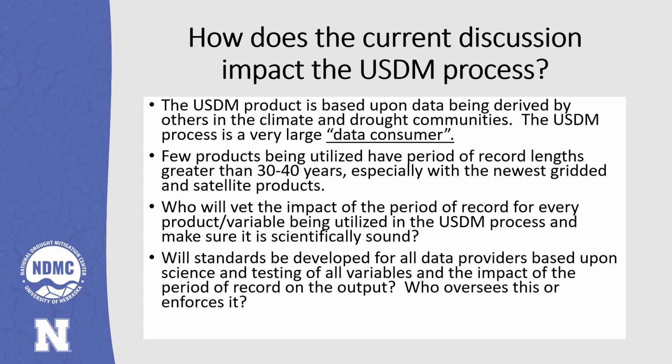Products being utilized have periods of record lengths greater than 30 or 40 years, especially with the newest gridded and satellite products that we have started utilizing over the last decade. The question is who will vet the impact of the period of record for every product and variable being utilized in the U.S. Drought Monitor process and make sure it is scientifically sound? Will standards be developed for all data providers based upon science and testing of all these variables and the impacts the period of record has on the output? Who oversees this, or who even enforces these efforts?